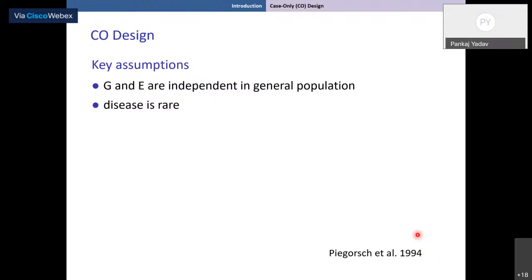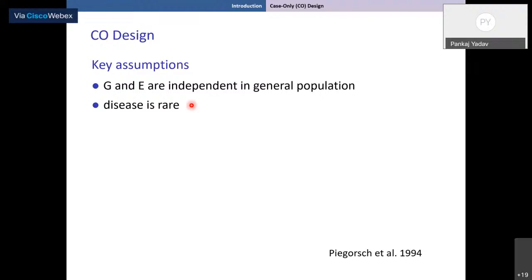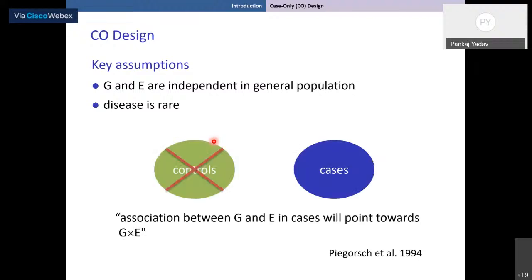Piegorsch and colleagues gave a mathematical explanation and also a mathematical proof that if these two assumptions are satisfied, then the estimate from this case only design is equivalent to the estimate that we get from the case control approach. So the estimate of this gamma is equivalent to the estimate that we will get from the model that we will be using for the case only design. In the follow-up slide, I will show you the model.